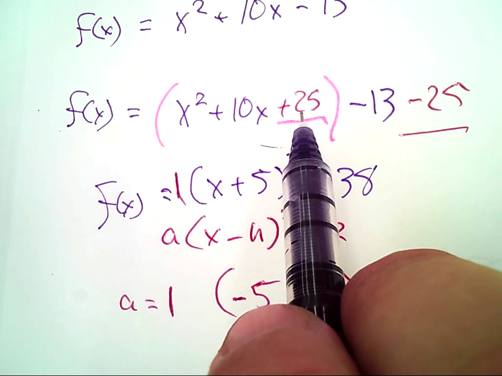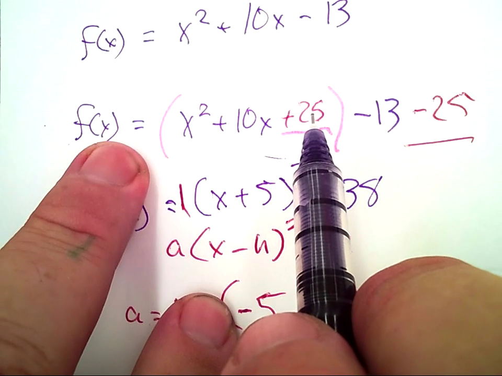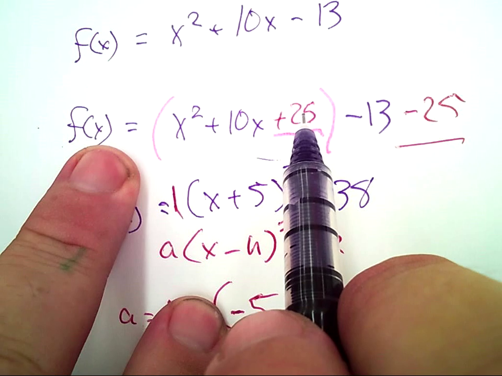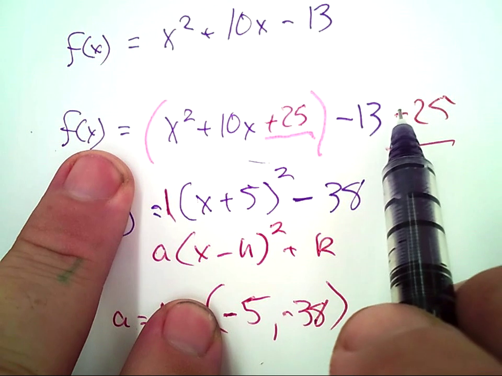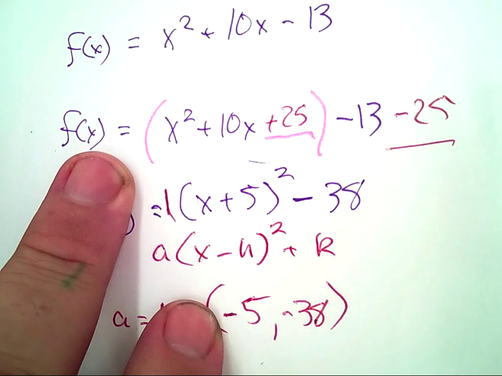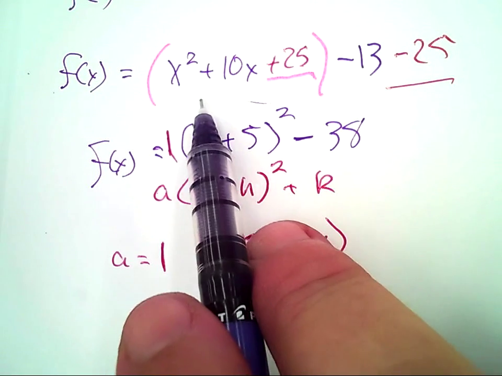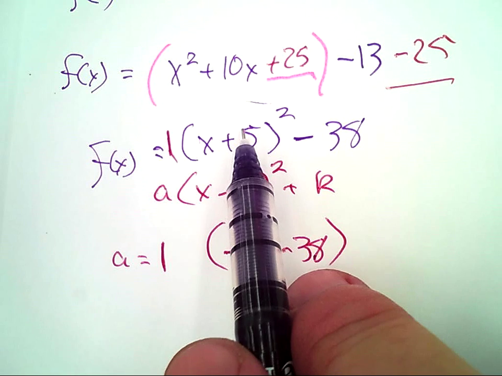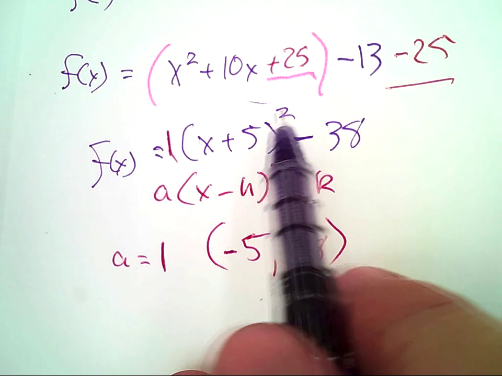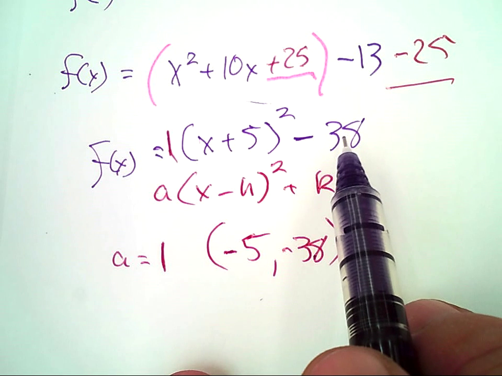If we add 25 here, we can't add it to the other side because we're not working on the other side. We're only working on the right side this time. So if I add 25, I have to subtract it. What is 25 minus 25? 0. Did I add or subtract anything? No, I added 0. I didn't change it at all. That's why I do plus 25 minus 25. Then right here, I knew that this is a perfect square trinomial. It's x plus 5 squared. And then I combine minus 25 minus 38. Is that okay?